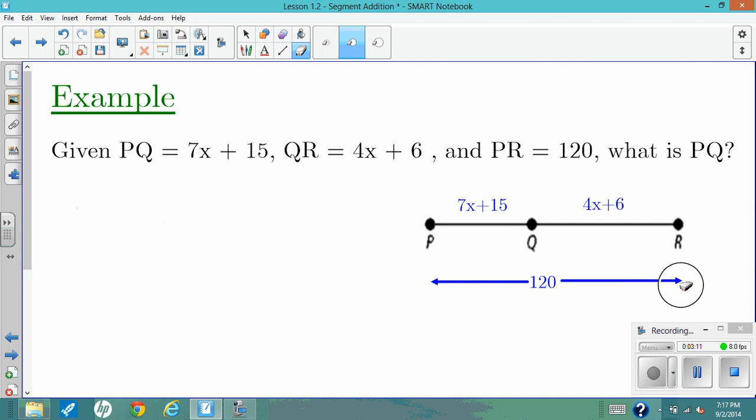So here we know all the lengths. And we want to know what PQ is once we figure out X. So the first thing we're going to do after we label this is find X. So again, we'll write an equation using the segment addition postulate. The length of PQ plus the length of QR is equal to the length of PR. Very similar to the last question. And we'll just plug in what we know.